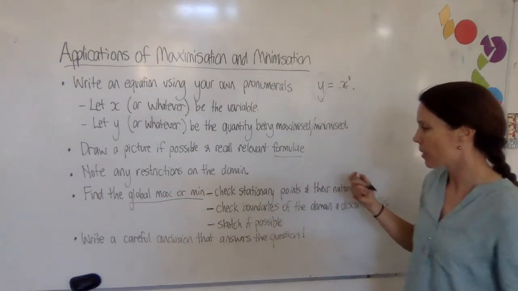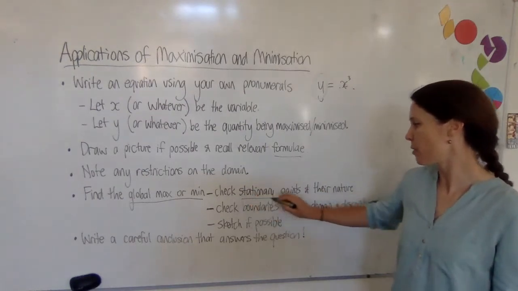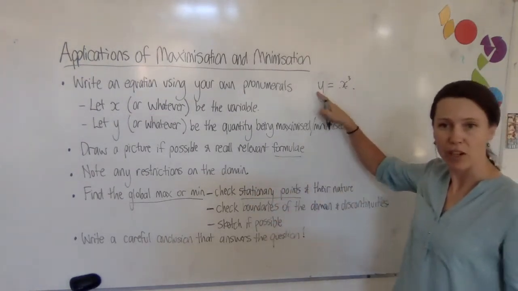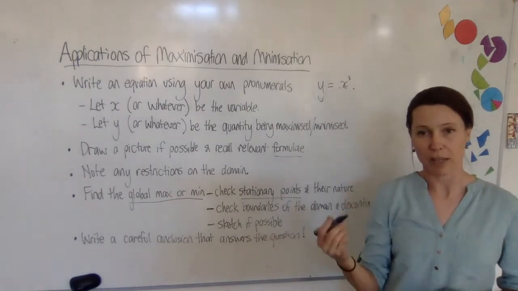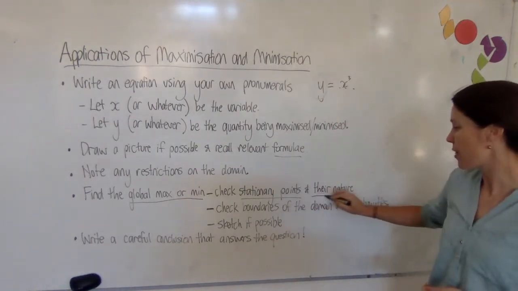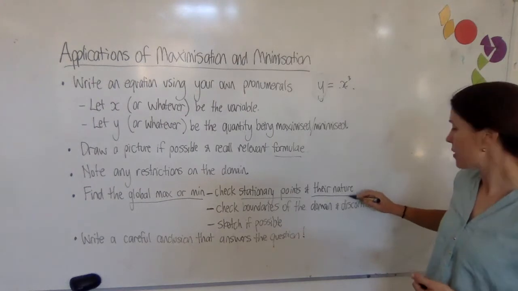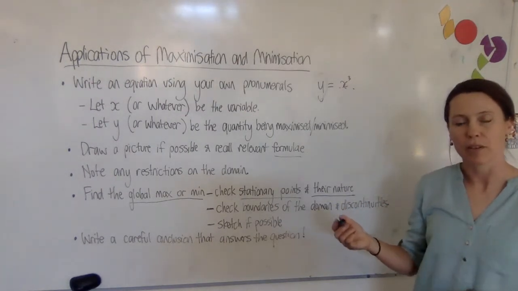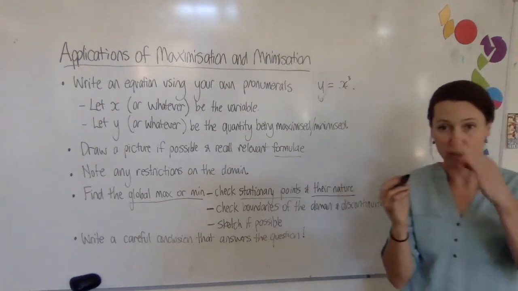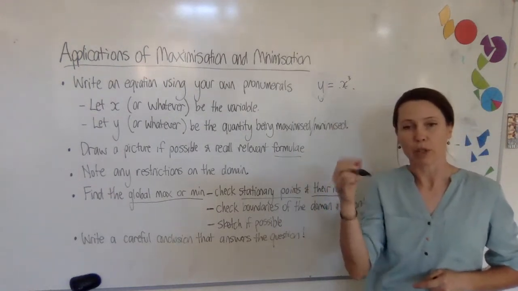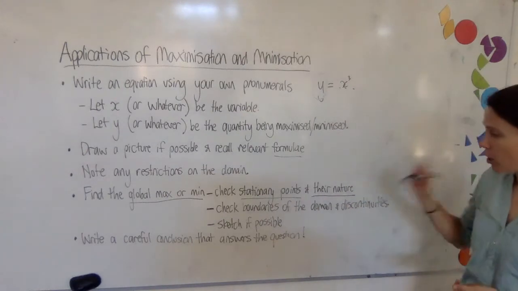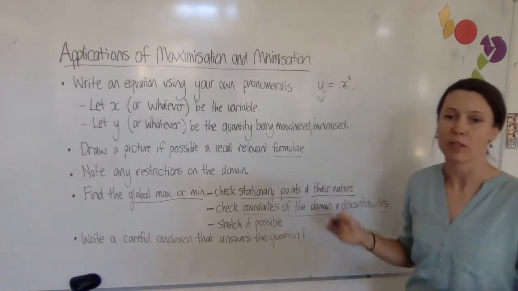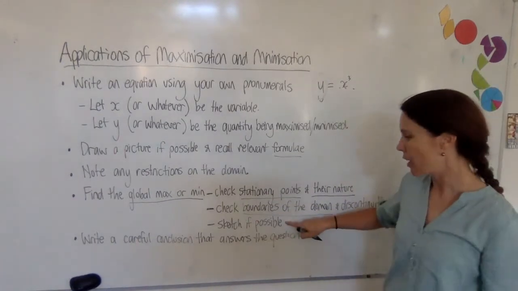Now, as you know, the way to do that is to check the stationary points, because that's where you find the high points and the low points. And you do that by differentiating and letting the first derivative equal 0. You'll also need to find the nature of the turning points, and the easiest way to do that usually is to differentiate again and see if the second derivative is positive, in which case you'll have a minimum, or negative, in which case you'll have a maximum. You should also check the boundaries of the domain and any discontinuities that might be in your function. And if you can, sketch it.